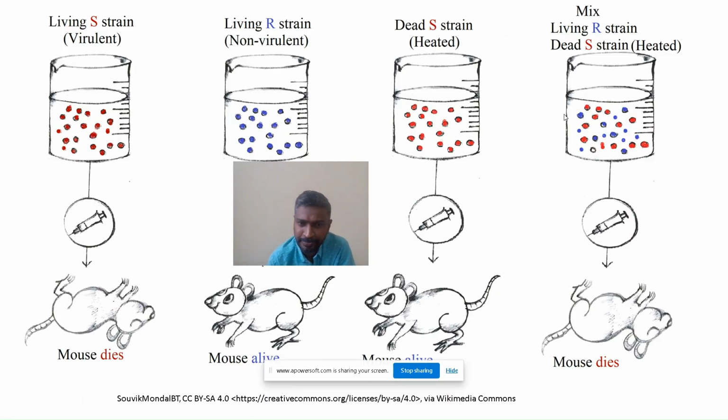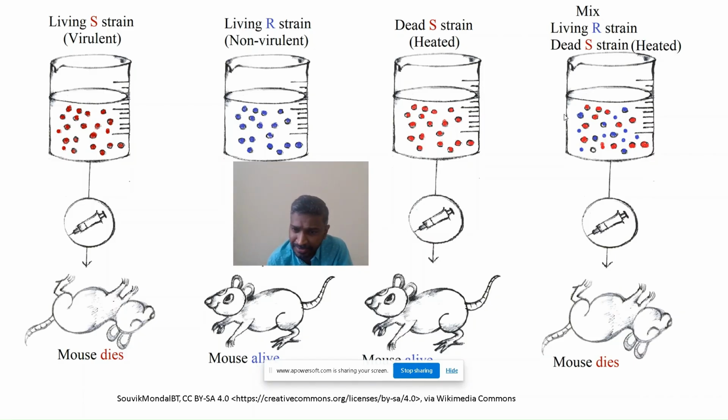So what must have happened? Ideally, since there is a strain which is non-virulent and the other one is heat-killed, this mouse should not die, right? Because we have a non-virulent strain and a dead virulent strain. Since the virulent strain is dead, it should not cause a disease, but the mice died here. What must be the reason behind this phenomenon? Why did the mice die here?